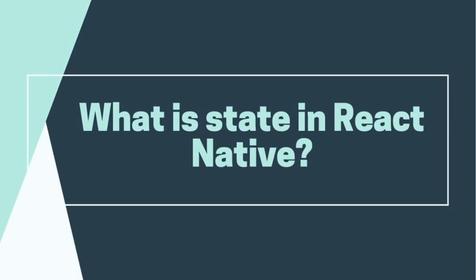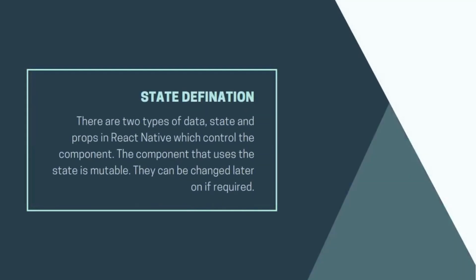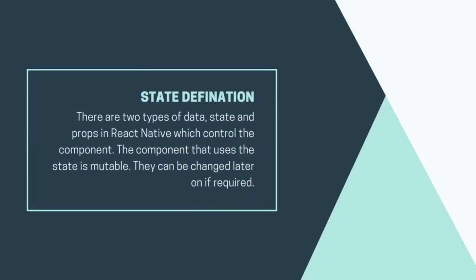State, as you can guess from the name, the state object is where you store property values that belong to the component. When the state object changes, the component re-renders. The state of a component is an object that holds some information that may change over the lifetime of the component.